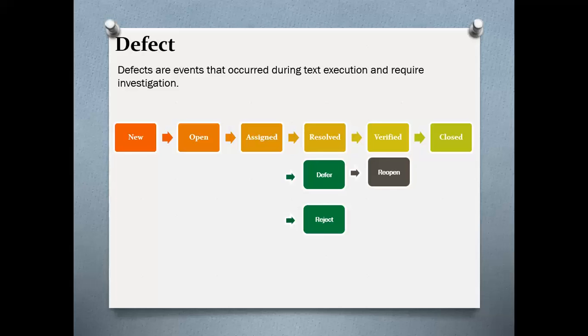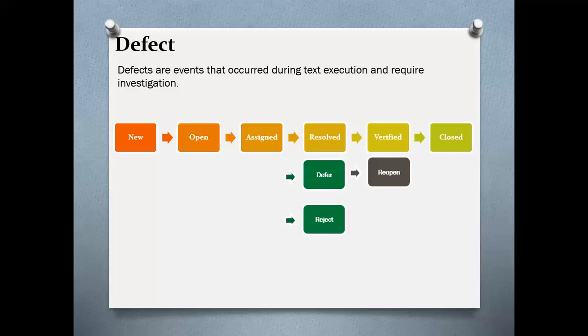Open. In this stage, the test lead approves the defect and makes it an open defect. Assigned. In this stage, test leads assign the open defects to the corresponding developers and the status of the defect is changed to assigned. The developers can mark the defect as rejected if the system is working according to the required specifications and if the defect was logged due to some misinterpretation.